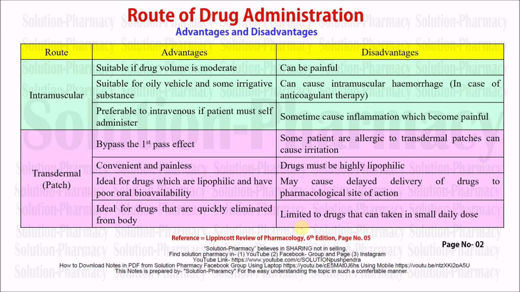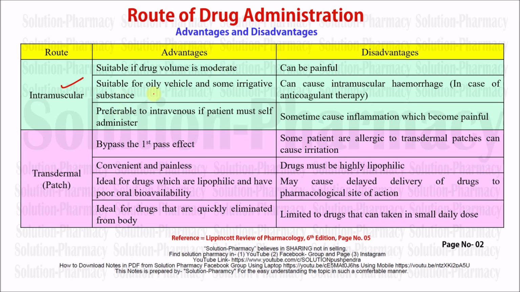Now coming to the next route, that is intramuscular. That means we have to introduce the drug into a muscle, the deltoid muscle specifically. What are the basic advantages? Suitable if the drug volume is moderate. Not too small, not too large. If the drug quantity is moderate, then we can go for this route of drug administration.